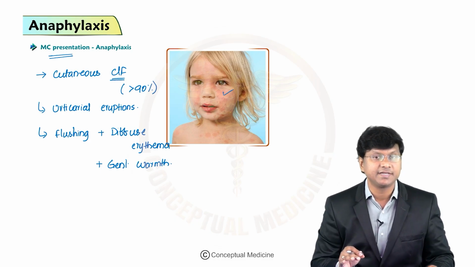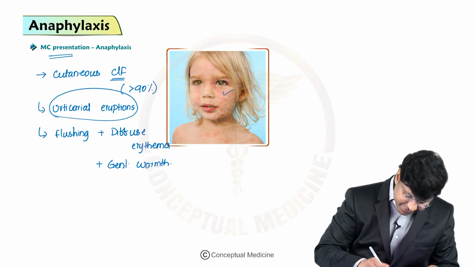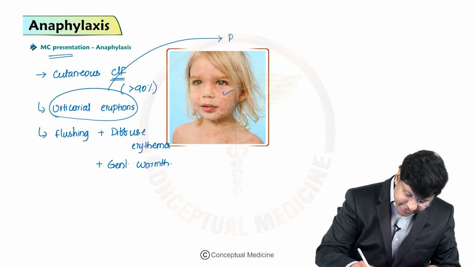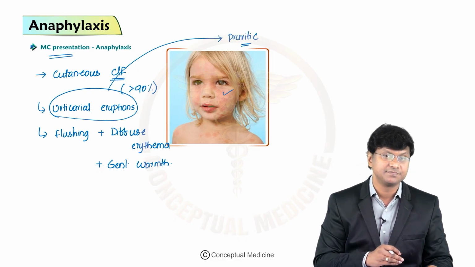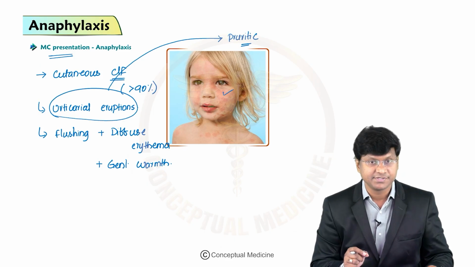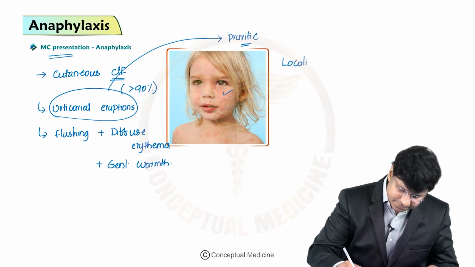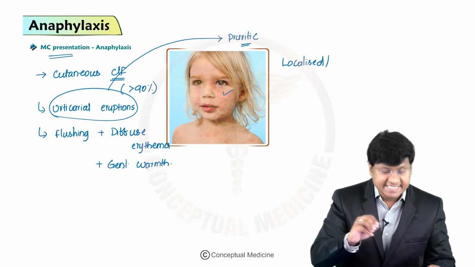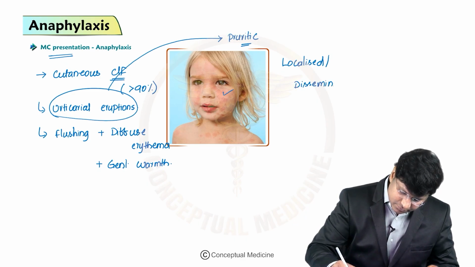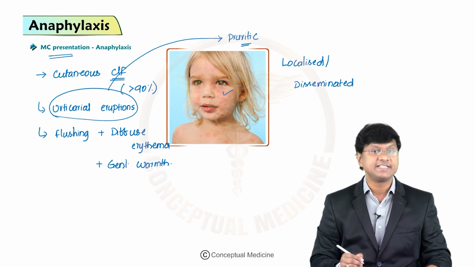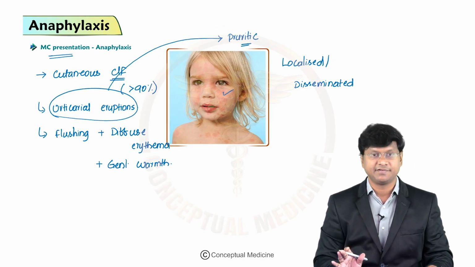And these urticarial eruptions are intensely pruritic. That means these individuals have very severe itching, and these urticarial eruptions which are pruritic may be localized or disseminated throughout the body. So that will be the most common presentation in anaphylaxis.